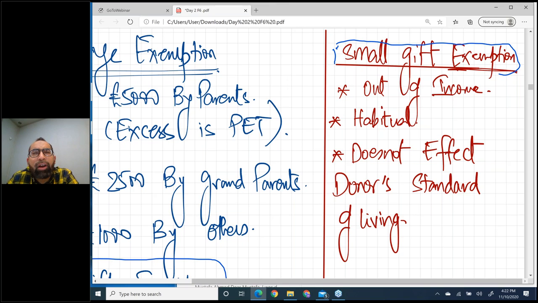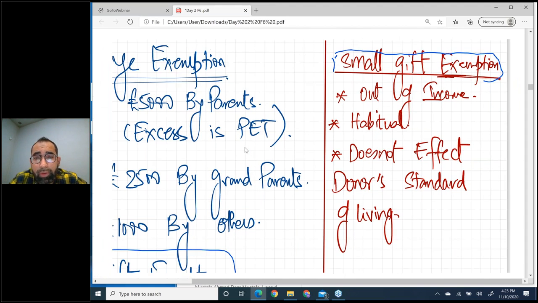If you are giving gifts out of income, they are habitual in nature and do not affect the donor's standard of living, like every month you are paying 200, 500 pounds pocket money to your daughter or son. You are paying the school fees, and it's habitual, routine, and from your routine income. Then there is no IHT. Even this thing is not PAT. Okay. Now, you must have knowledge of these things.